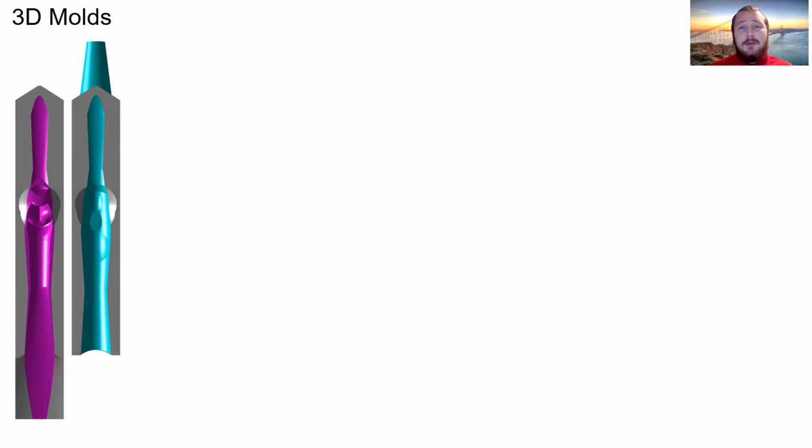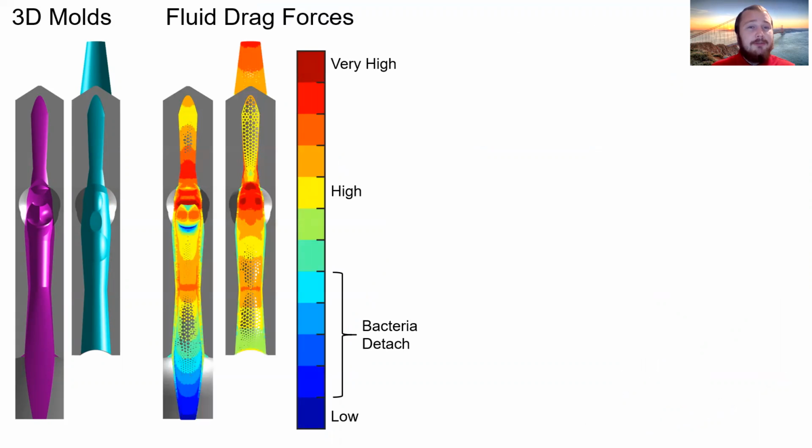I plotted my fluid dynamic simulation results within the 3D molds to obtain the rainbow-colored heat maps of fluid drag forces shown here. Now, in these heat maps, the dark blue regions indicate locations where there are low predicted drag forces, yellow indicates high predicted drag forces, and dark red indicates very high predicted drag forces.